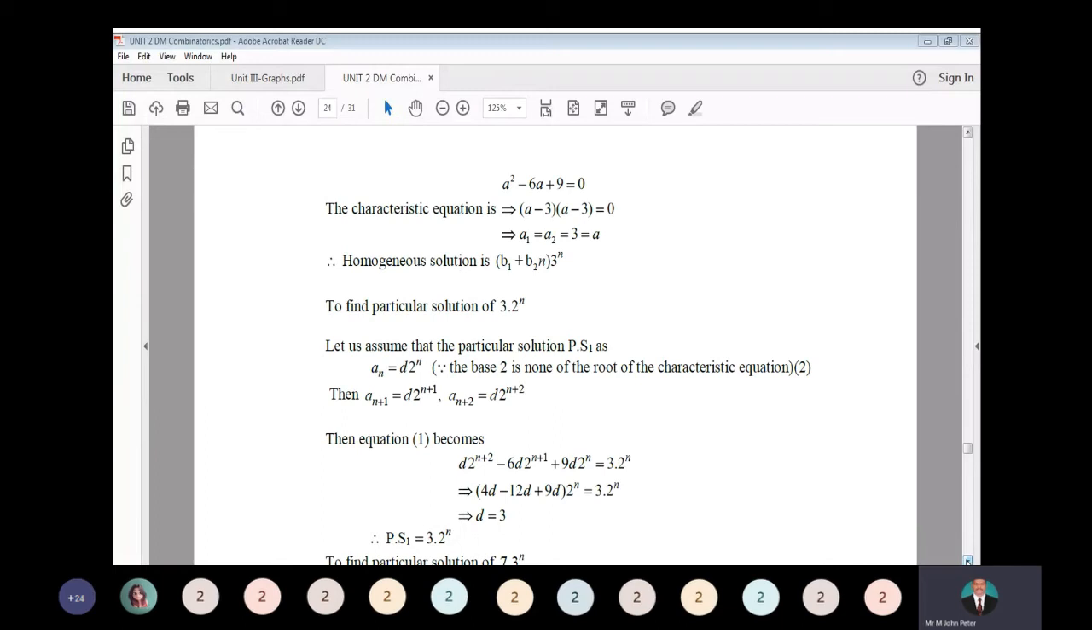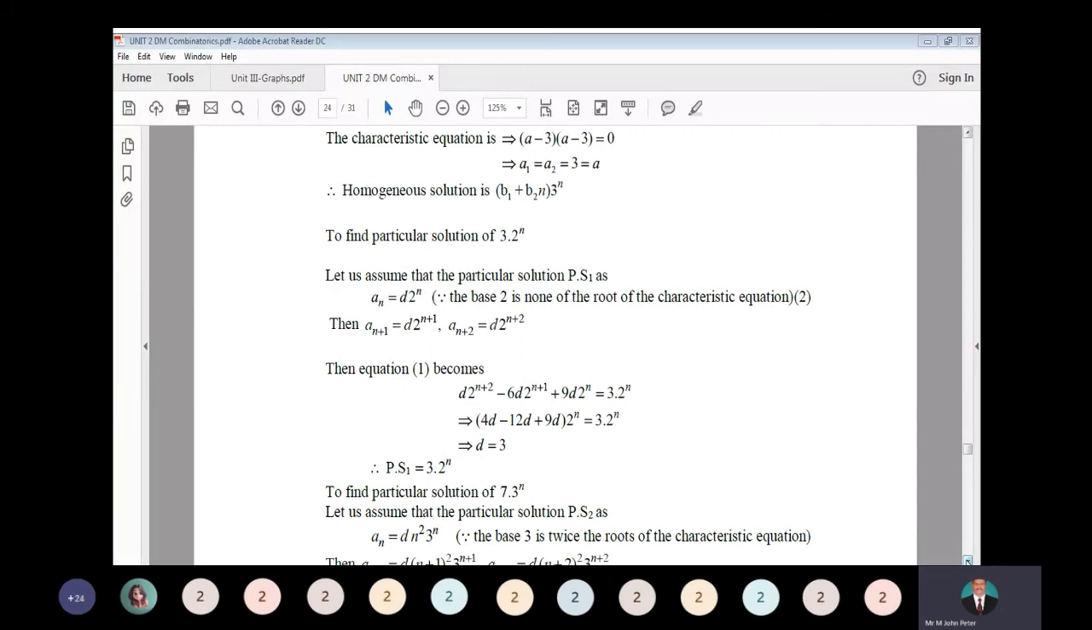So a_{n+1} is equal to d into 2 power n+1, a_{n+2} is equal to d into 2 power n+2. So these values a_{n+1}, a_{n+2}, replace it in the given equation, we will get d into 2 power n+2 minus 6 into d into 2 power n+1 plus 9 into d into 2 power n, that's equal to 3 into 2 power n.